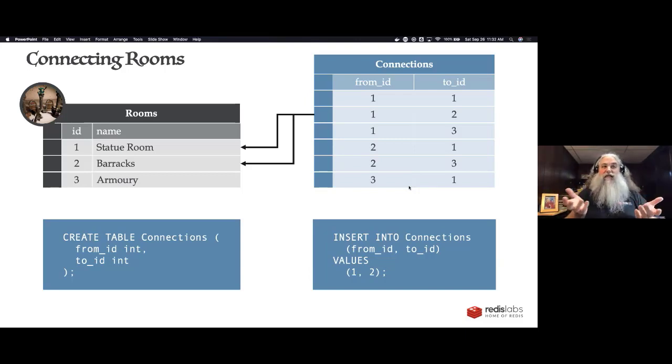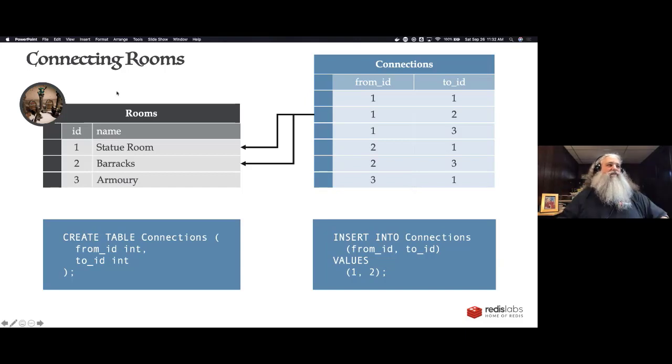In this case, we're doing a many-to-many back to the same table. We could do a many-to-many for a separate table as well, of course. But we create that table, and then we insert the foreign keys into that connection table. And you'll notice that we have to do it in both directions here.